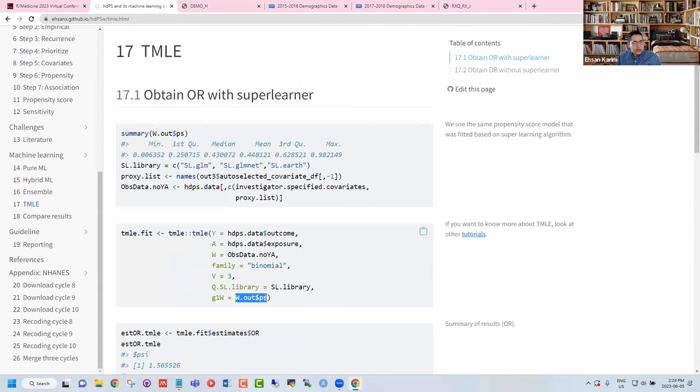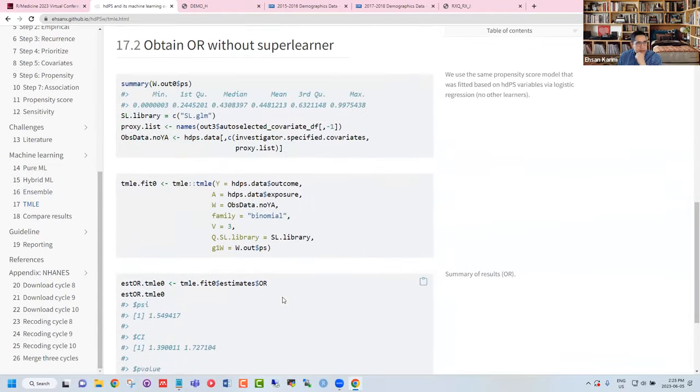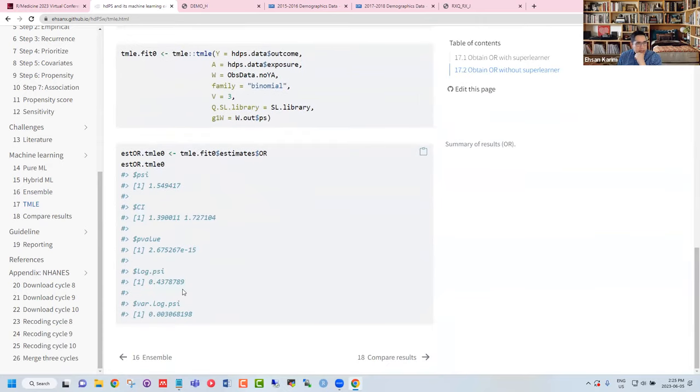And when you use the propensity scores that you have created based on the ensemble learning, you do not have to repeat the analysis again. You just insert the propensity scores that you have estimated using this ensemble method. You can directly put them within the TMLE function, within the TMLE package, in the g1W argument, and that will provide you some estimates from the outcome model.